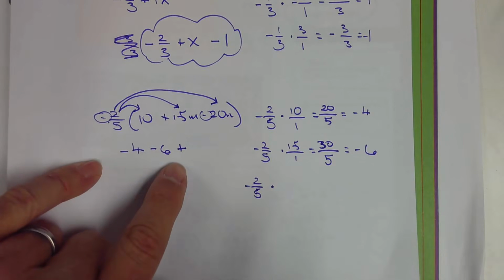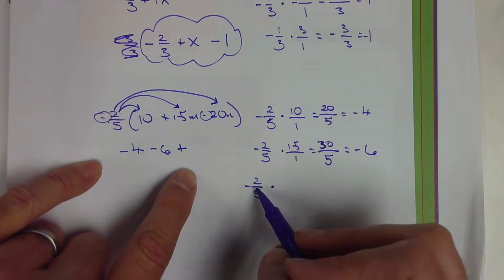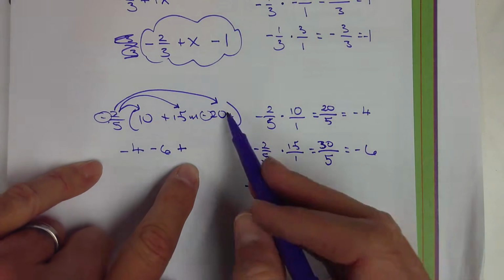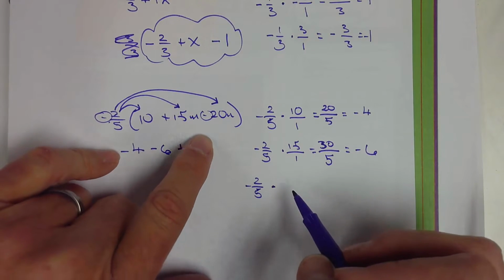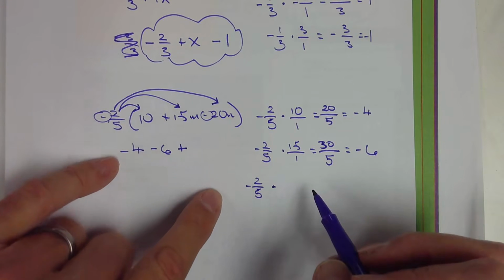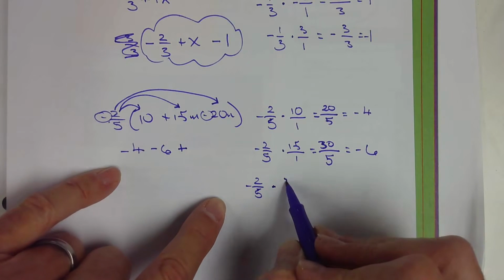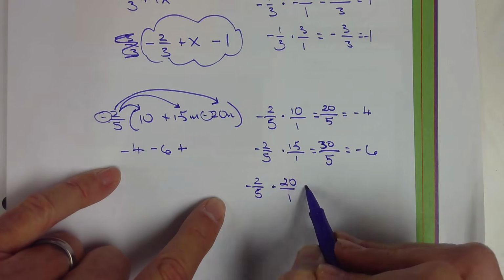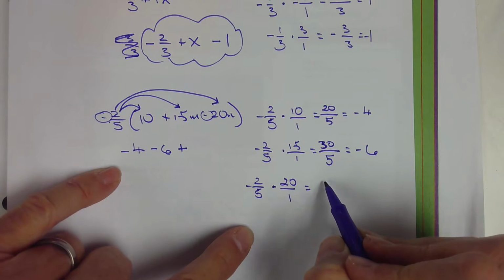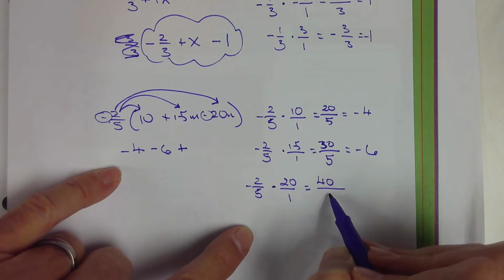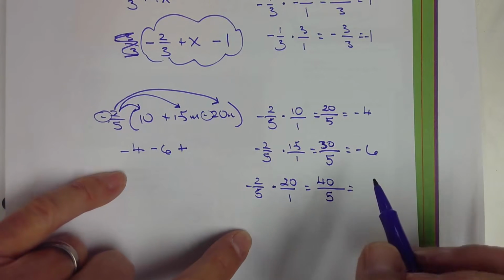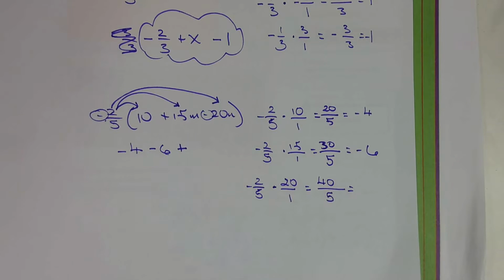And so we're done dealing with the signs right now. So now I've got a negative 2/5 times 20. What do I do with that 20 so I can work with it? Yep, make it into a fraction. So I'll just put 20 over 1. Okay. What's 2 times 20? 40. 5 times 1 is? 5. And then now the question is, how many times does 5 go into 40?